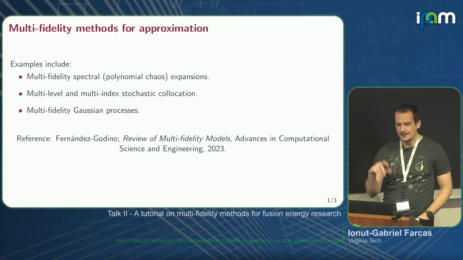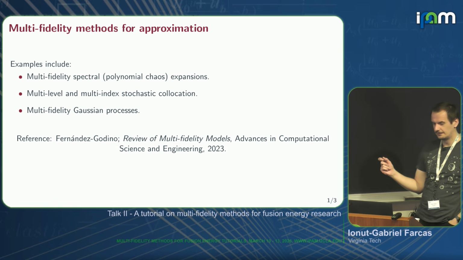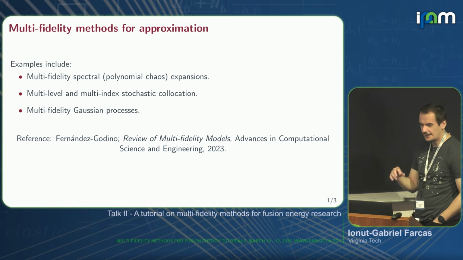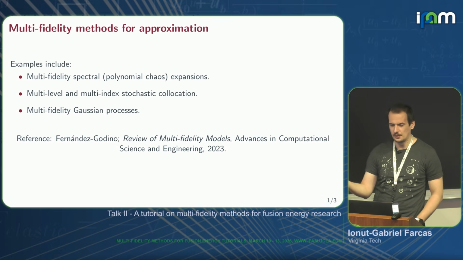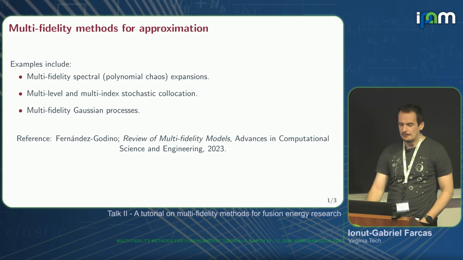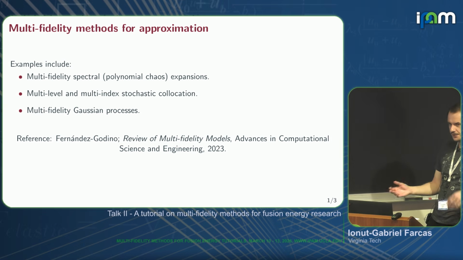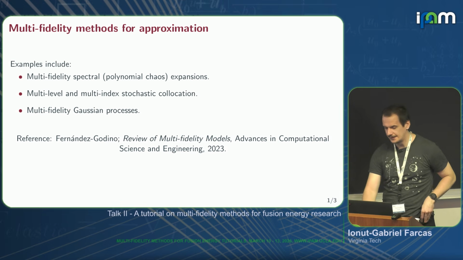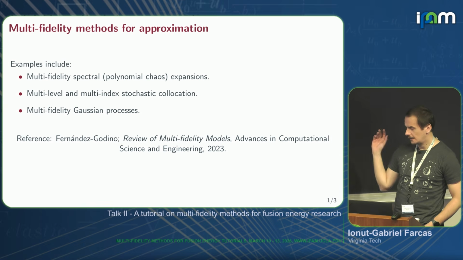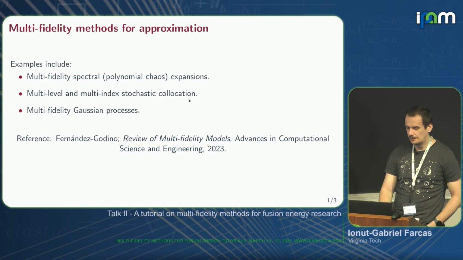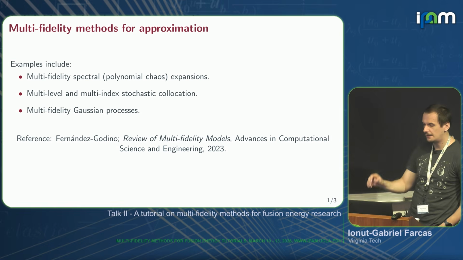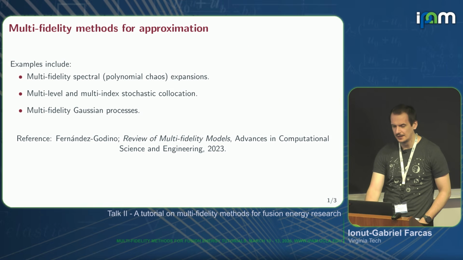I didn't mention anything about multi-fidelity methods for approximation. So this can be done as well. Methods like multi-fidelity spectral expansions, also known as polynomial chaos expansions, are available in the literature. Multi-level, multi-index stochastic allocation methods, following up on what John presented 2 days ago. Multi-fidelity Gaussian processes, and so on and so forth. There is a review paper published in 2023 that focuses more on multi-fidelity methods for surrogates, if you want to have a look at this.